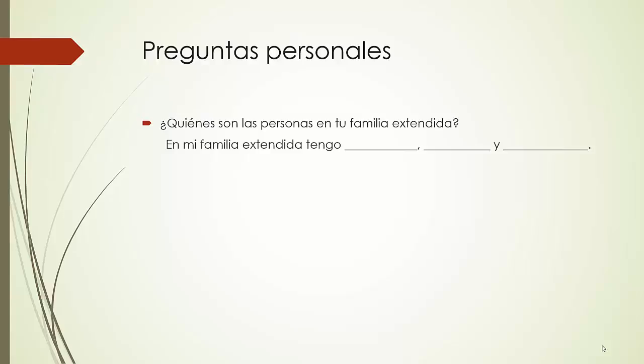Próximo. ¿Quiénes son las personas en tu familia extendida? Same type of question, just one word different. Who are the people in your, what kind of family? Extended family. So in other words, the people who only come over at Christmas time. Your cousins, your aunts and your uncles, your grandparents maybe, depends on whether you live with your grandparents, those types of things. So for me, and once again, I'm not looking for names of people, I'm looking for vocabulary words. So for me, I might say, en mi familia extendida tengo abuelos, tíos, y primos.